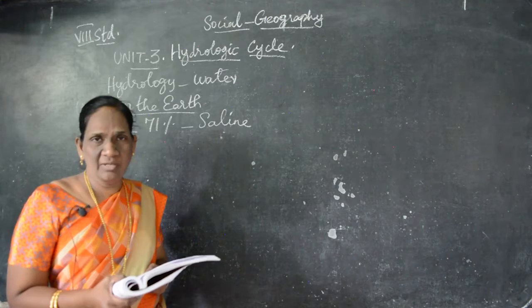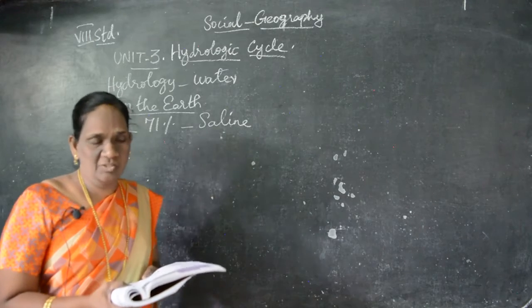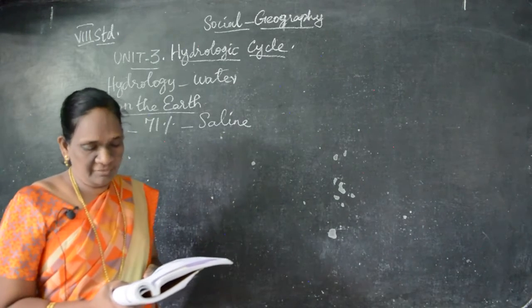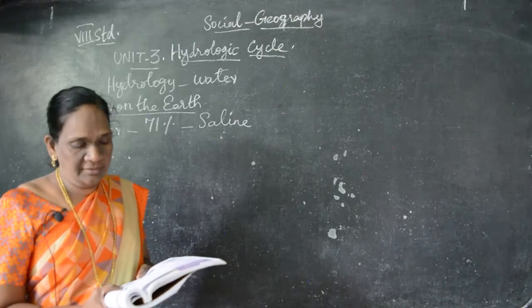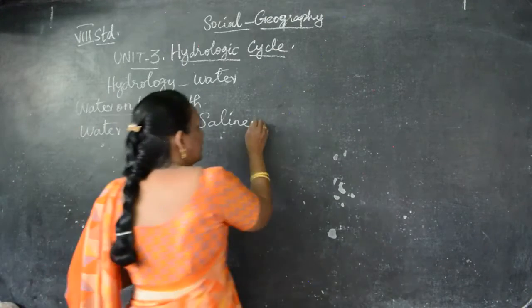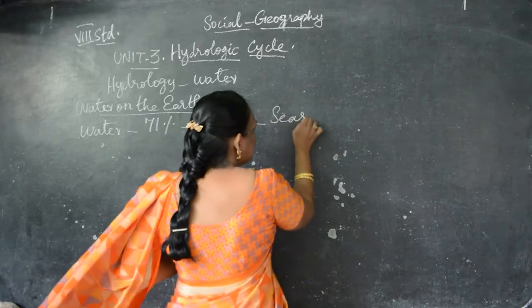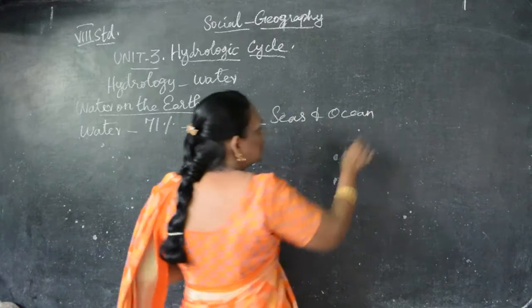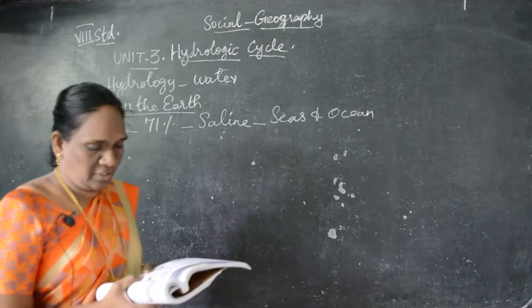Salt water we say, we say it tastes salty, that is only saline. Understand? So most of the water of the earth is saline, and where do we see this salt water? We can see in seas and oceans. In sea, ocean, we can see the saline water.